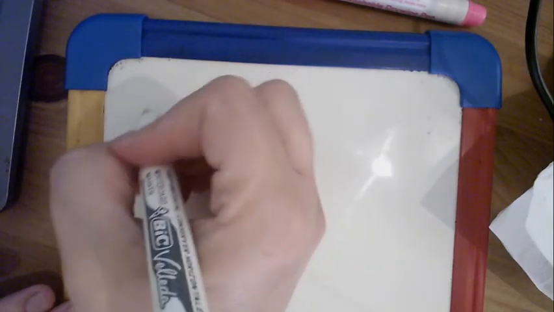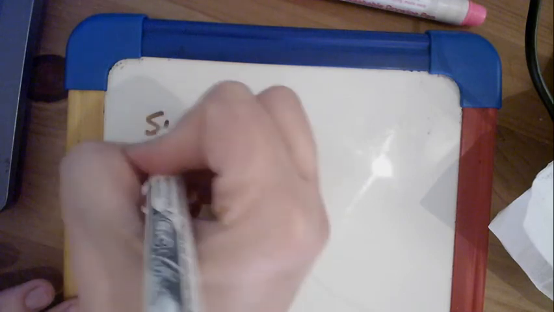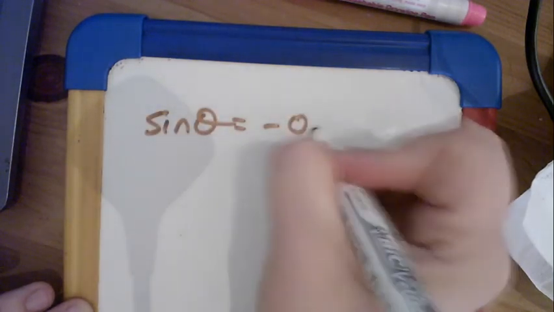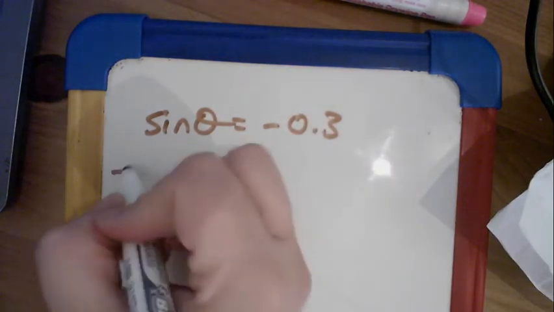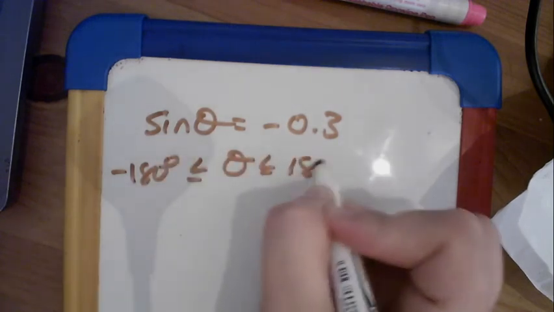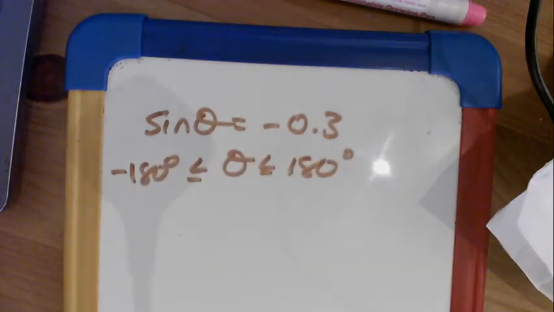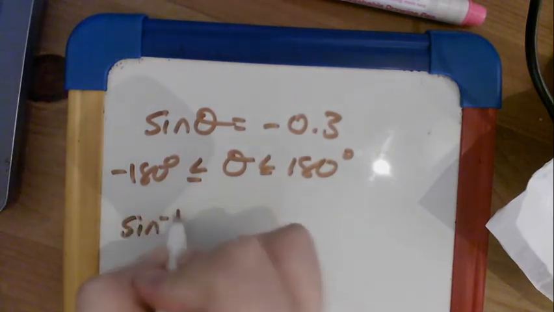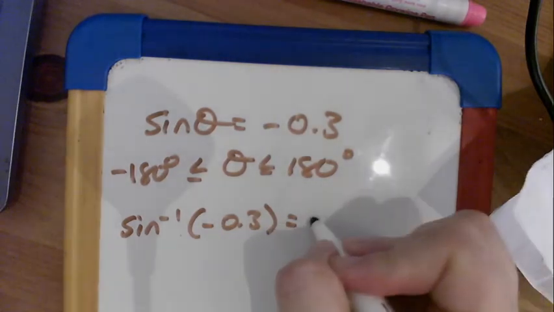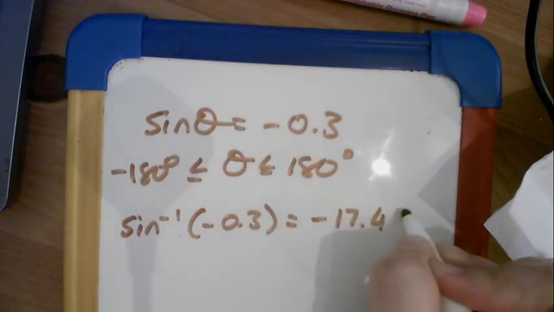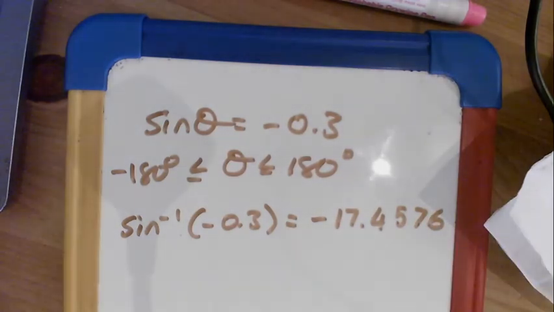Okay, so let's do sine. So sine theta equals minus 0.3. And once again, let's make this minus 180 to 180 for a change. Do exactly what you normally do. So we're going to find arc sine of minus 0.3. And that's going to give me my first value. Oops, I forgot to put in the negative. And it's minus 17.4576. That's my first value.